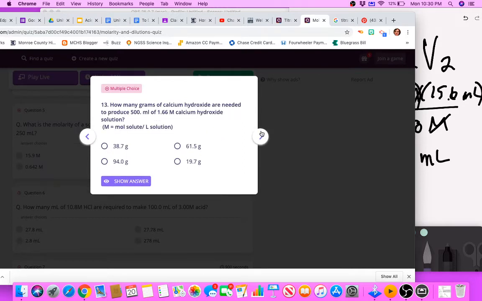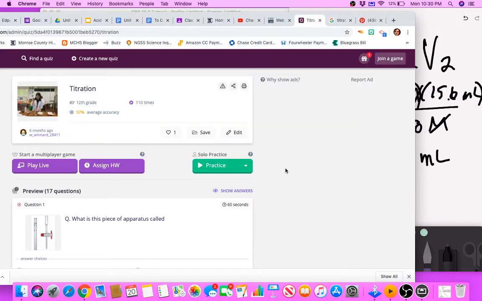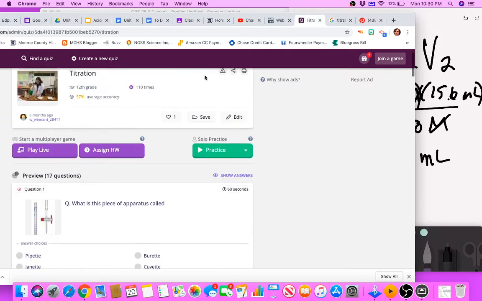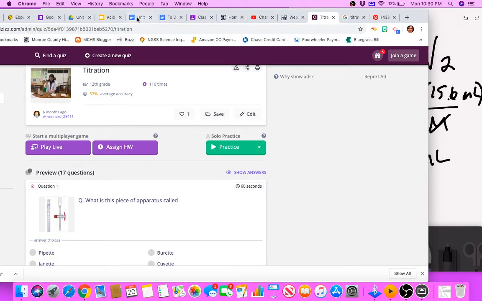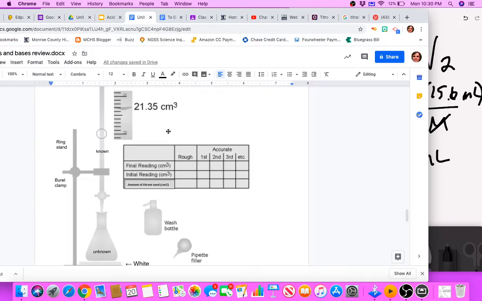No. All these have grams in them. Okay, so that will be it for that quiz that I wanted us to practice. The next thing I wanted us to look at was titration. But before we do that, I wanted us to look at a couple more review problems.